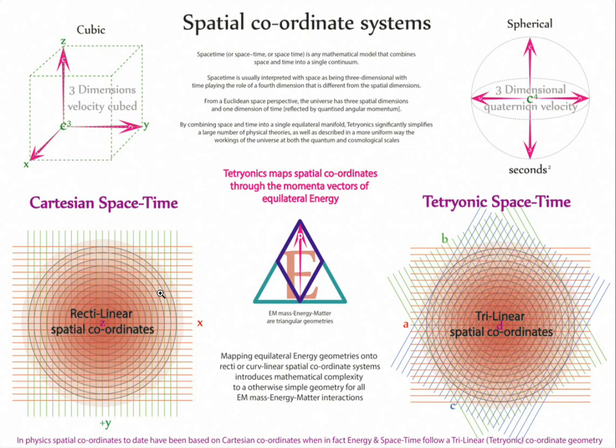And again, Tetryonics clearly shows the quick way to identify which coordinate system is in use is whether you have c cubed, c squared, or c to the fourth within your mathematical formulations for the mass, energy, matter, or the energy densities of any physical system.